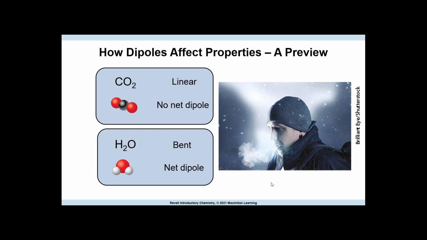How dipoles affect properties. The shape and polarity of molecules impact their behavior. For example, let's compare the properties of the 2 molecules we introduced in the last lesson, carbon dioxide and water. The 2 molecules are about the same size and have both polar covalent bonds. But because of their different shapes, water has a net dipole while carbon dioxide does not.